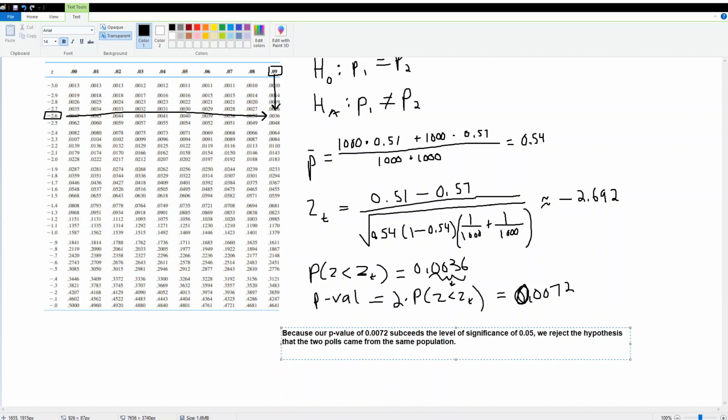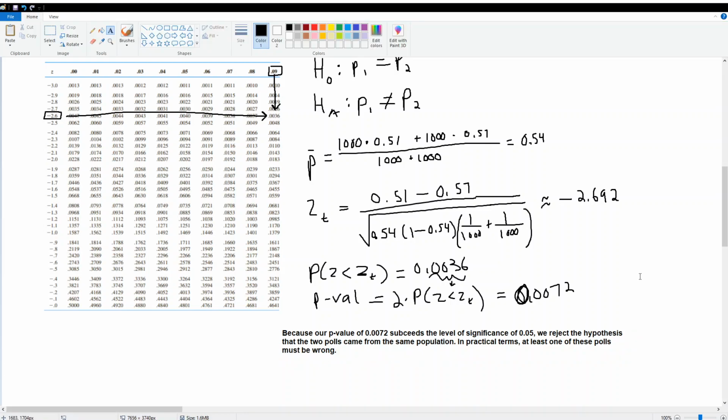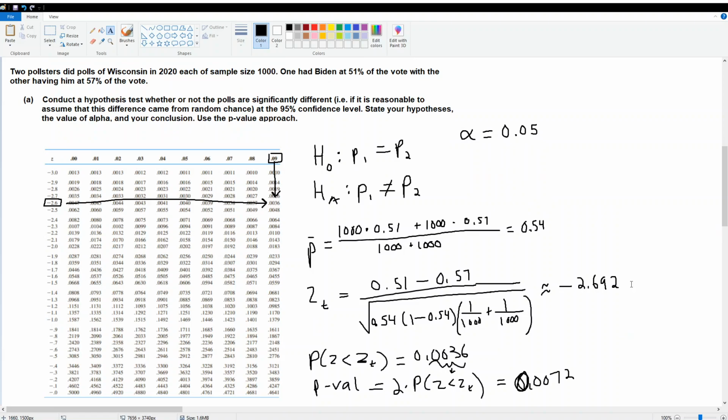In practical terms, at least one of these polls must be wrong. They both could very well be wrong. Now, as a practical matter, in the 2020 election, the first poll is actually right. But what this test tells us is that at least one of these polls has to be bunk. It's got to be useless. And our understanding of how Wisconsin works, it being a very closely contested battleground state, means that the 57% makes no sense and is not a poll you should put into your weighted average. It just makes no sense.